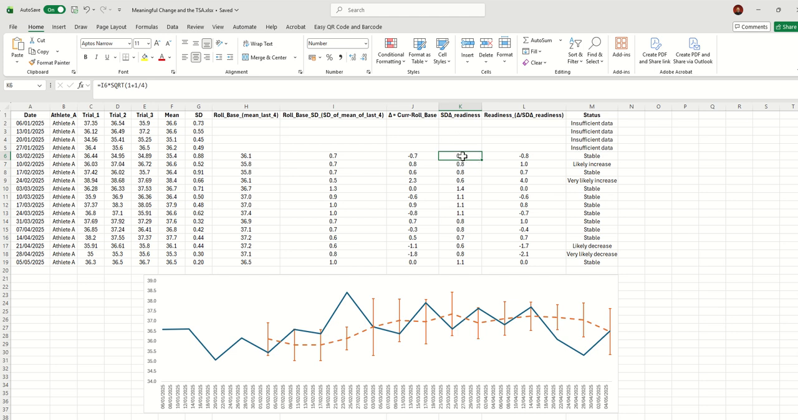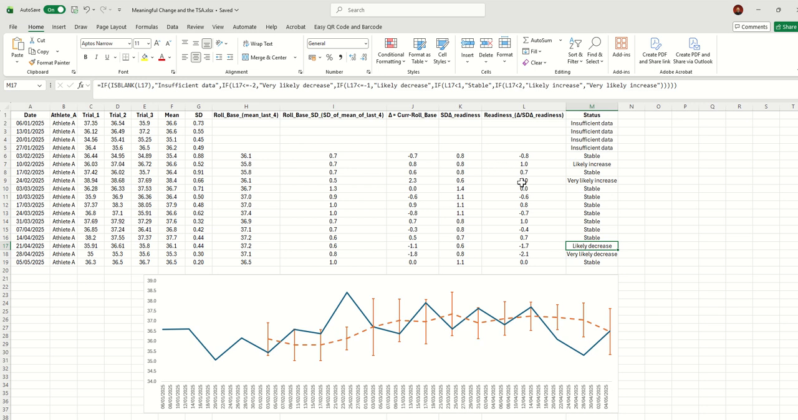Moving on from there, we look to see whether the change is larger than the expected fluctuation within the athlete. If it falls within the expected fluctuation, so it's within plus or minus 1, then the athlete is stable. So these are all examples of stable scores. If, however, it exceeds the fluctuation that we would typically see, then we would class it as a likely increase or a likely decrease depending on the direction.